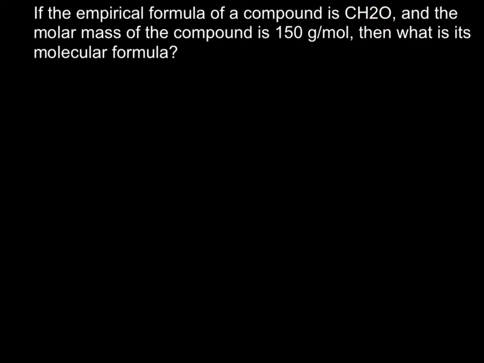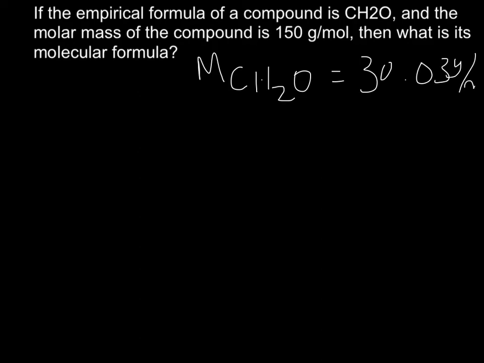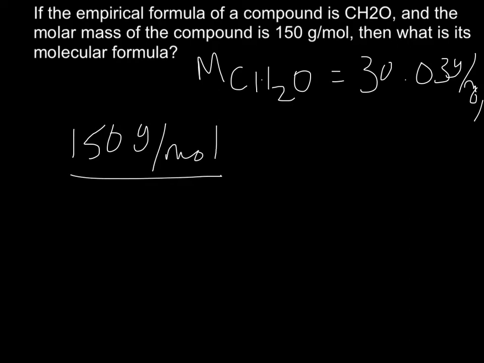So I'm going to find the capital M of CH2O, and I'd do that off to the side, and I'd get 30.3 grams per mole. So I ran out of room there. Now I'm going to use this to compare, and I know that the actual molecule has a molar mass of 150 grams per mole, and then I'm going to take my empirical molecular mass, which is 30.03 grams per mole.